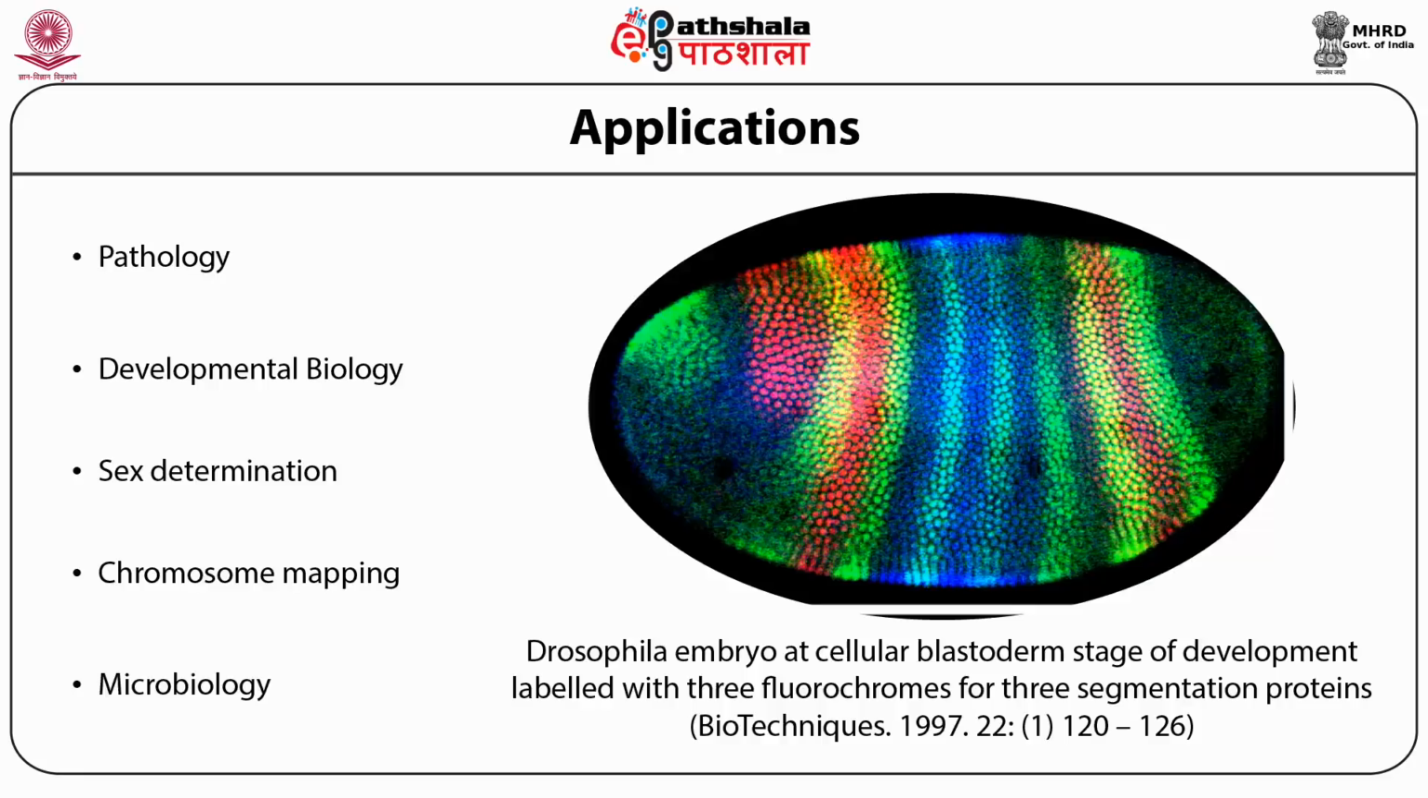Fifth, microbiology. Labeled 16S rRNA gene can be used for identification of bacterial cell populations. It can be used in the quantification of specific types of bacteria in microbial populations without the need to culture these. Only living cells contain sufficient rRNA to allow detection by FISH.